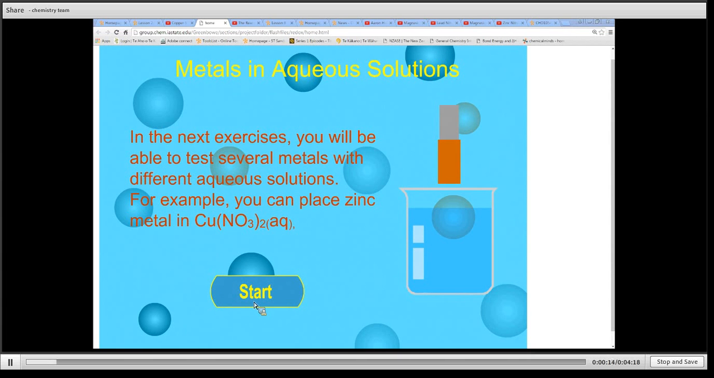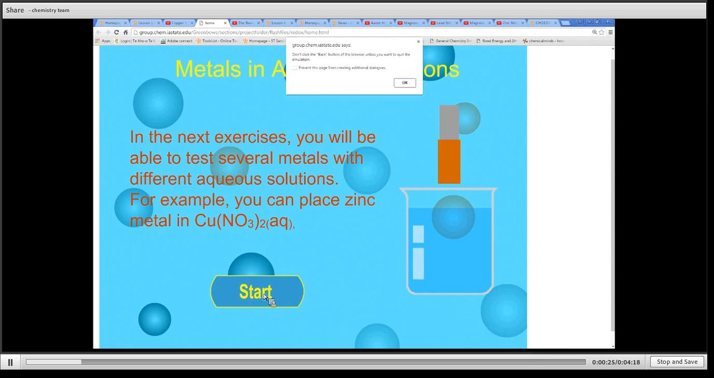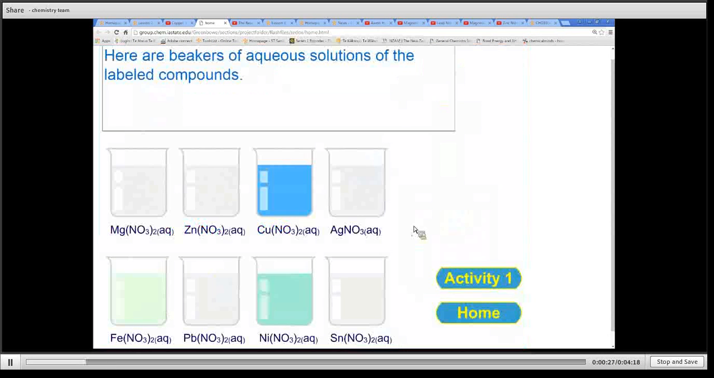We use this to work out the reactions between metals and metal salts, so we can work out which ones are the more reactive ones and which ones are less reactive. If you click on Start, you're given a number of different solutions.